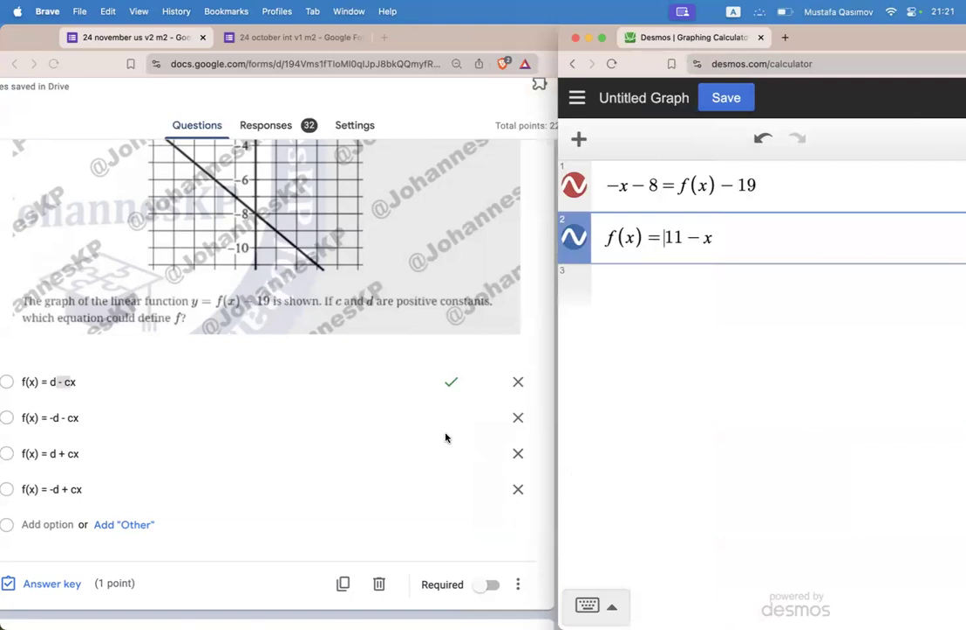Yeah, the answer is A. It's also okay to make a table, but we don't need to do it.